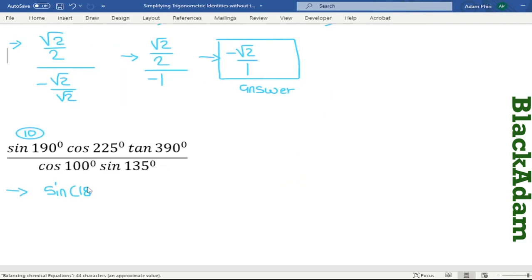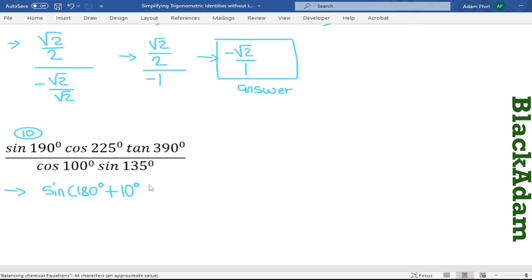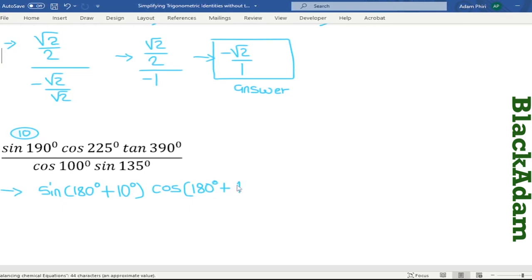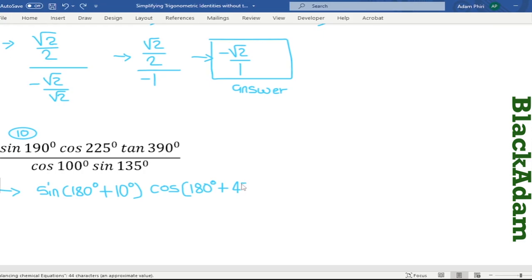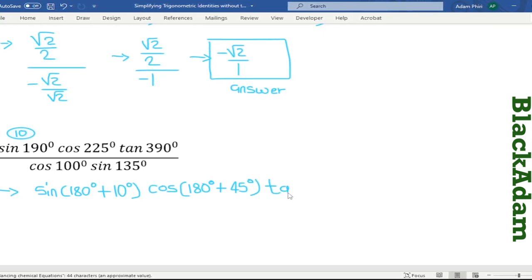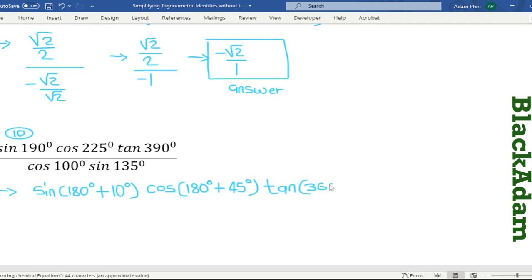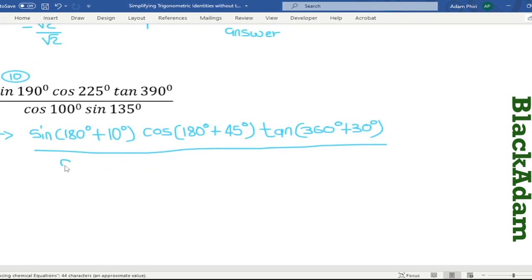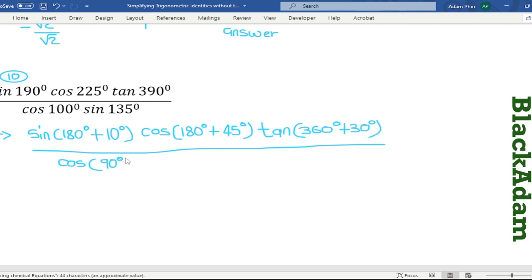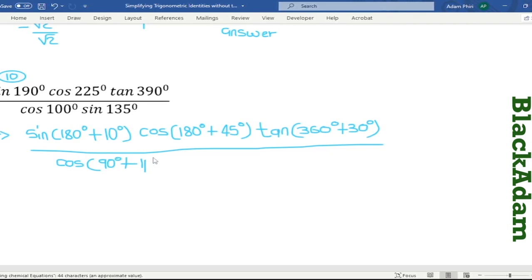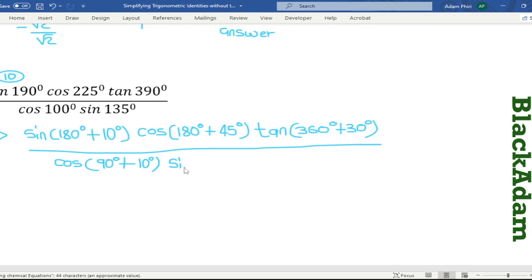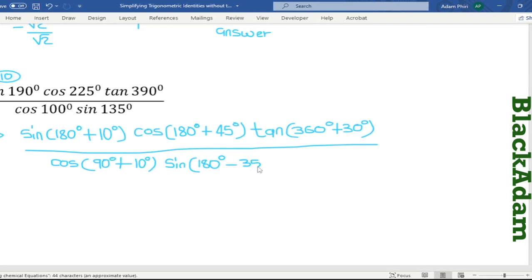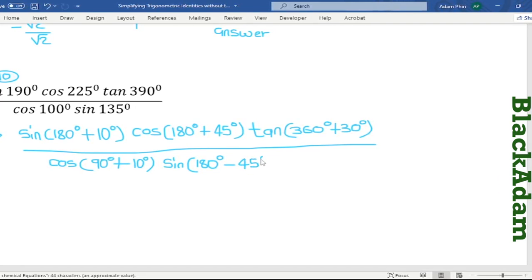Then we have to evaluate sine 190 degrees, which is equivalent to 180 degrees plus 10 degrees. Cos 225 degrees is going to be cos 180 degrees plus 45 degrees, and then we have tan 390 degrees, which will be tan 360 degrees plus 30 degrees, and that's done with the numerator. Denominator: we have cos 100 degrees, which is cos 90 degrees plus 10 degrees, and then we have sine 135 degrees, going to be sine 180 degrees minus 45 degrees.